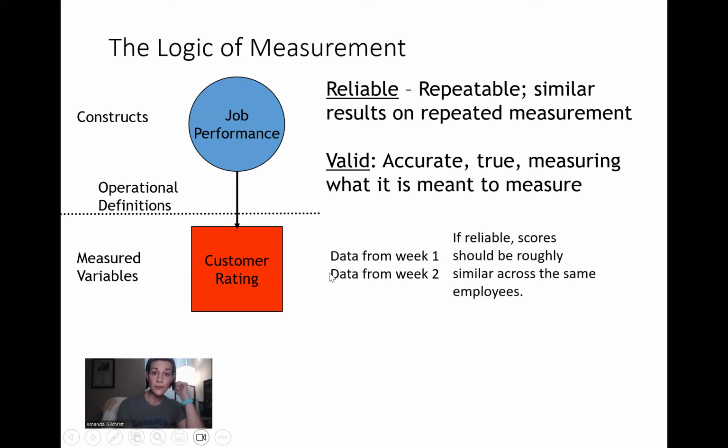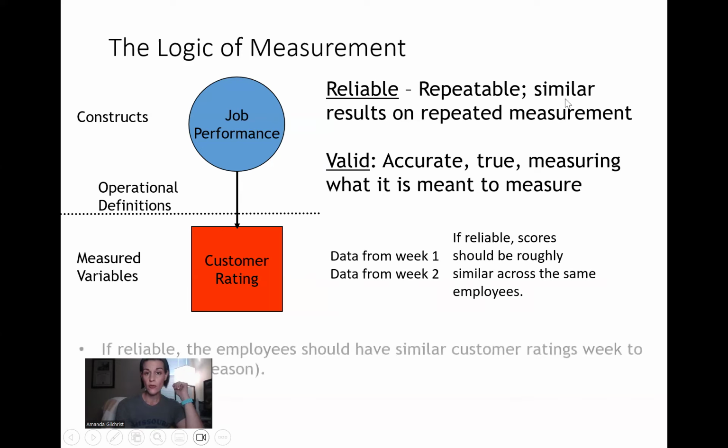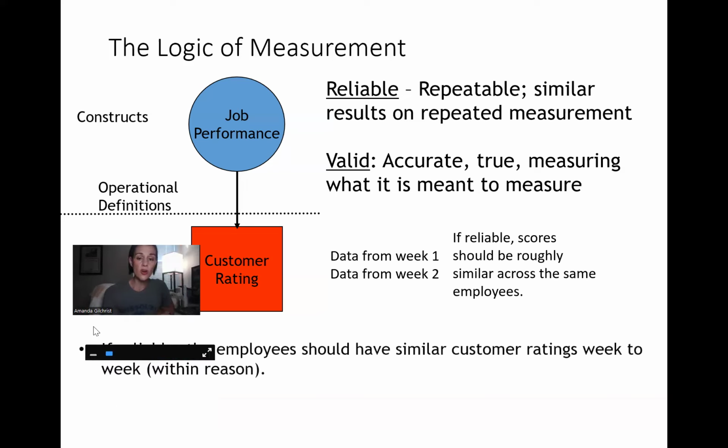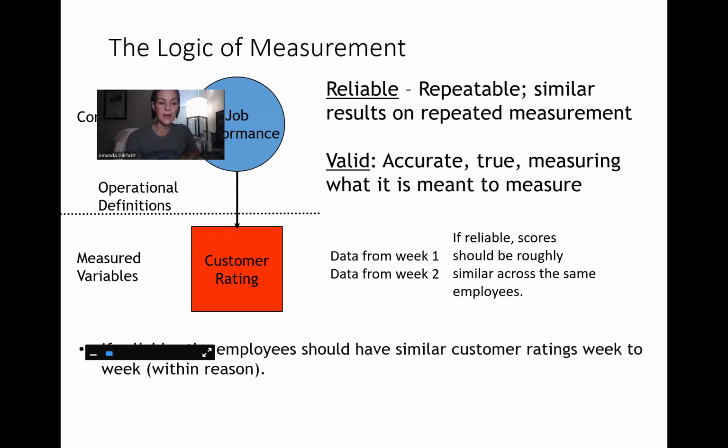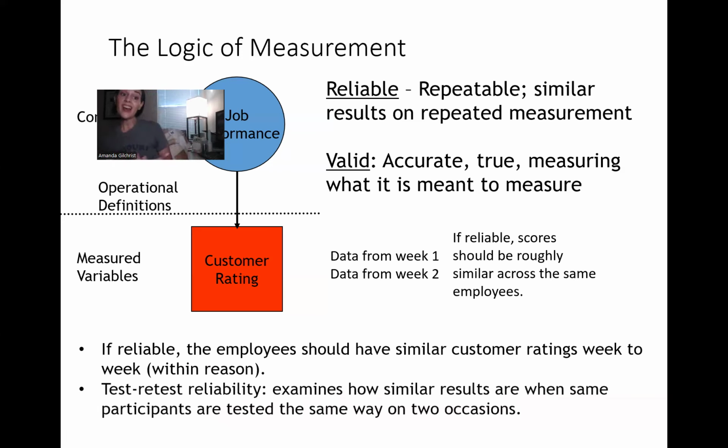Now, let's say that we looked at data on customer ratings over multiple weeks. If this is a reliable measure, scores should be similar across the same employees. They should have similar ratings from week to week. And one of the ways that we can look at this, if we're looking at something like IQ or self-esteem or depression, is what is called test-retest reliability. We can look at how similar results are when the same participants are tested in the same way at two different points in time.